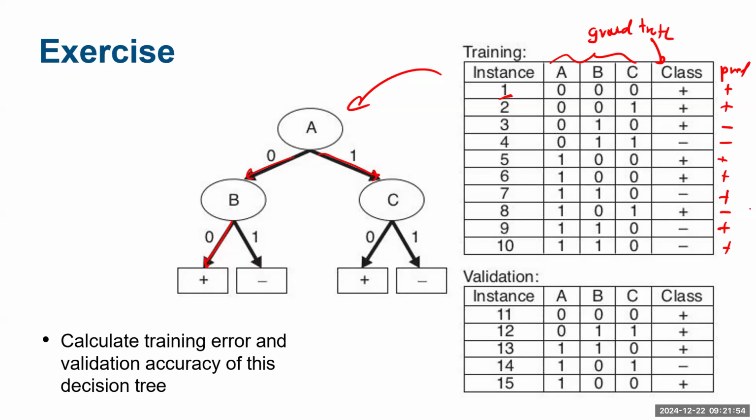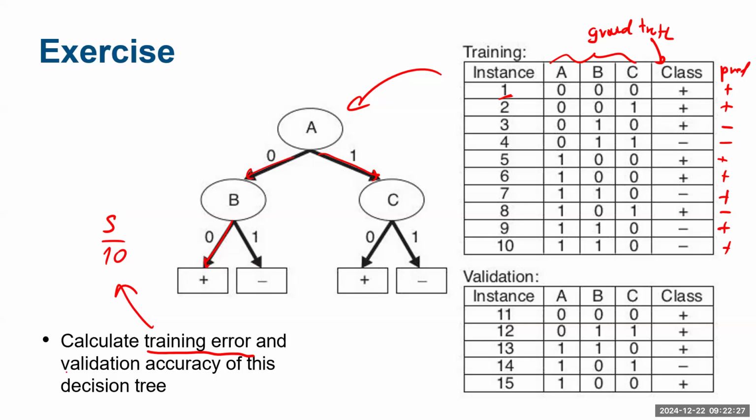So what is the training error? What is training error? So you have 10 data points. How many did you get wrong? 3, 4, 5. Is it 5? Right? So 5. So you get 50% error.